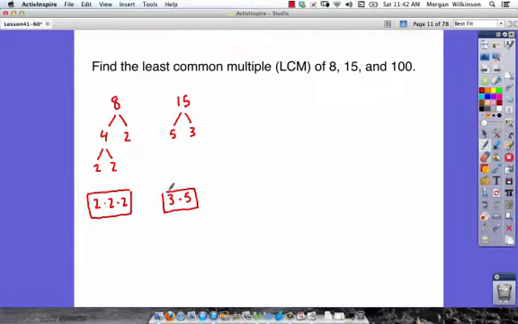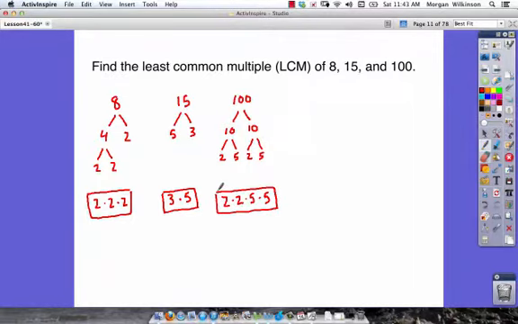How about 100? 100 is made up of, well, we could say 10 times 10. Remember, it doesn't matter what our first branches are. We always come up with the same answer in the end. 10 is 2 times 5, and 10 is 2 times 5. So what we get is 2 times 2 times 5 times 5 when we put it in numerical order.